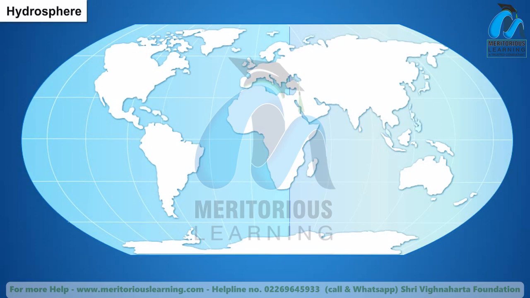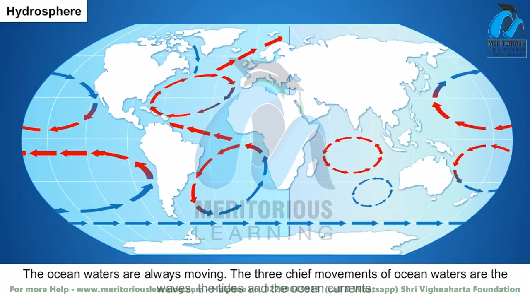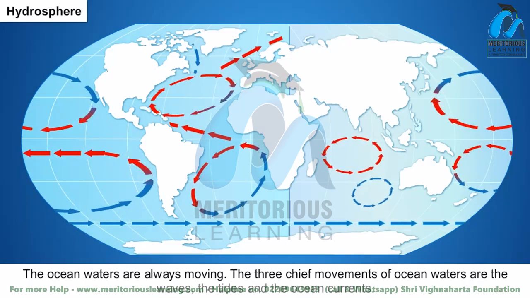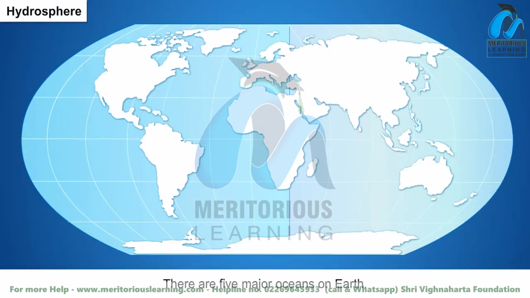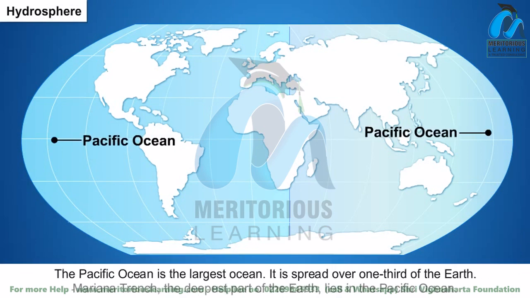They are all interconnected. The ocean waters are always moving. The 3 chief movements of ocean waters are the waves, the tides, and the ocean currents. There are 5 major oceans on Earth. 1. The Pacific Ocean is the largest ocean. It is spread over 1/3 of the Earth. Mariana Trench, the deepest part of the Earth, lies in the Pacific Ocean.